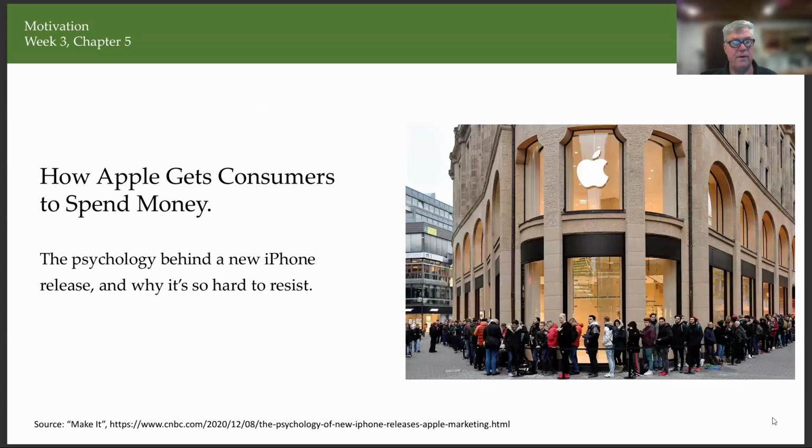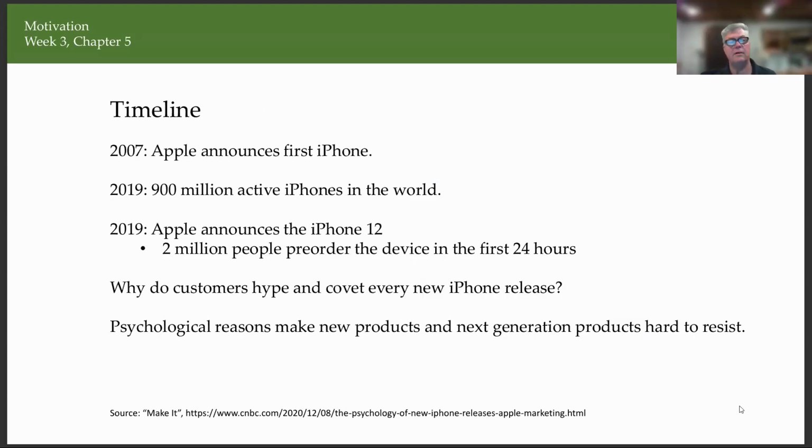Here's a case study about Apple and how Apple gets consumers to spend money. The psychology behind a new iPhone release and why it's so hard to resist. You've all seen these lines on the media, on the TV, and places where Apple's getting ready to release something. Quick timeline: 2007, Apple announced its first iPhone. 2019, 900 million active iPhones in the world. Basically 12 years later. 2019, Apple announces iPhone 12. 2 million people pre-ordered the device in the first 24 hours. Apple marketers are scratching their heads going, I think we're onto something here.